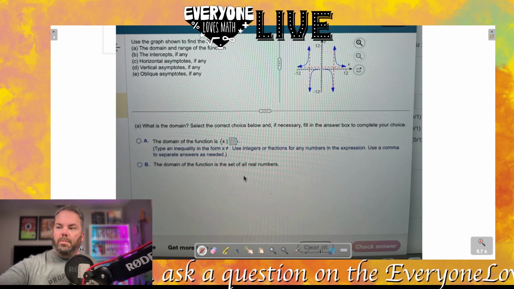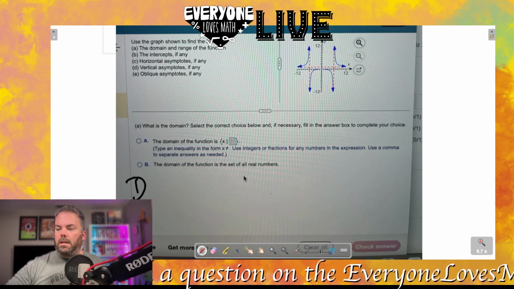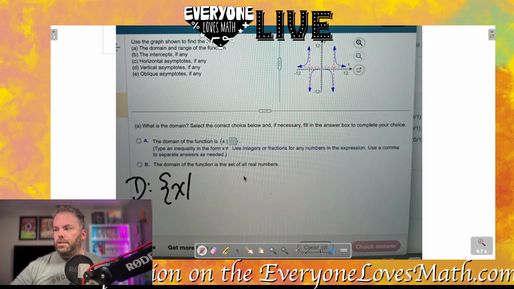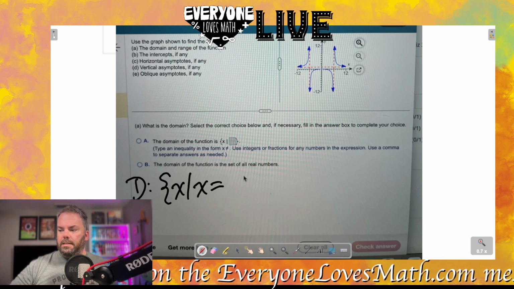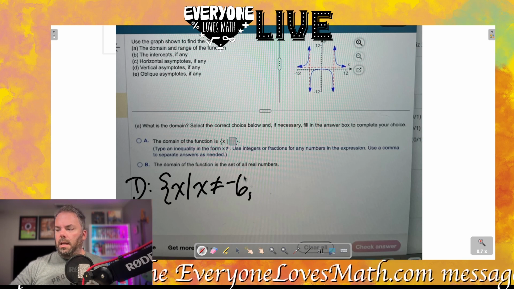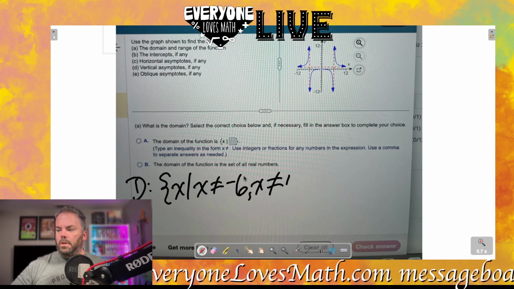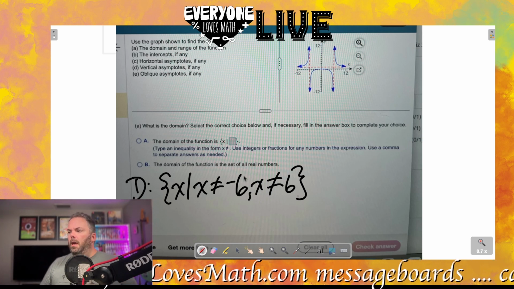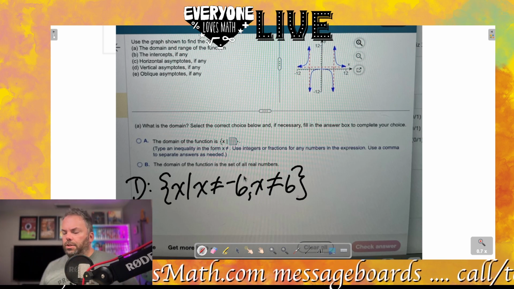So I guess I ended up writing stuff. So for the domain, I would say for this one is all x's such that x is not -6 and x is not 6. So that would be our answer for domain. All right. They ask about the range.